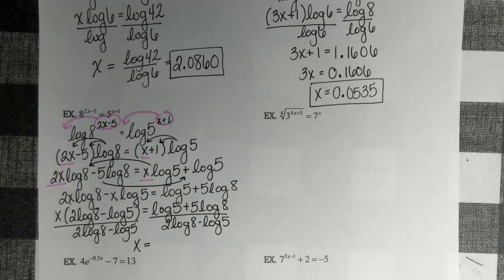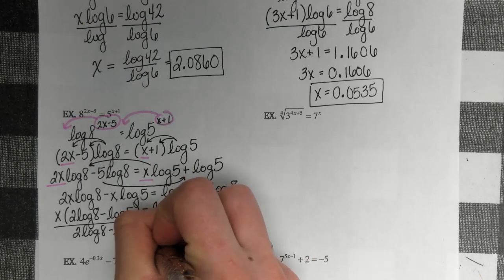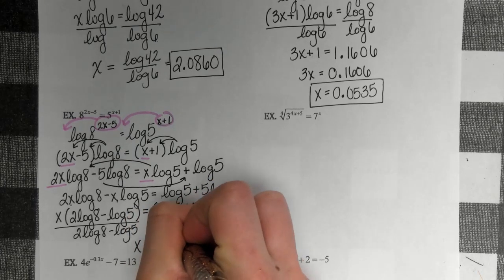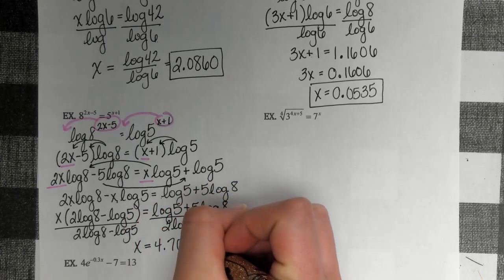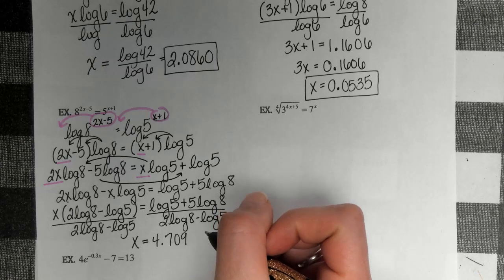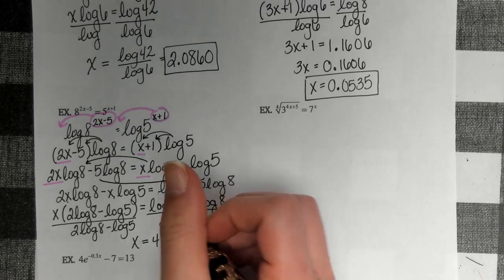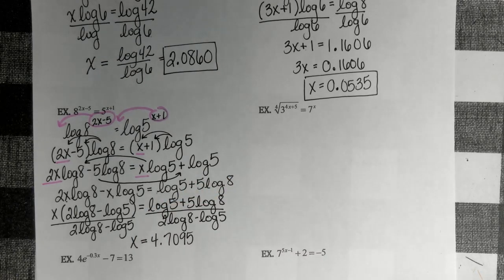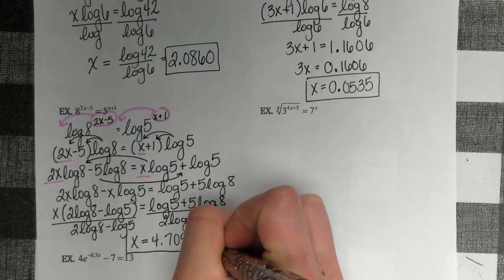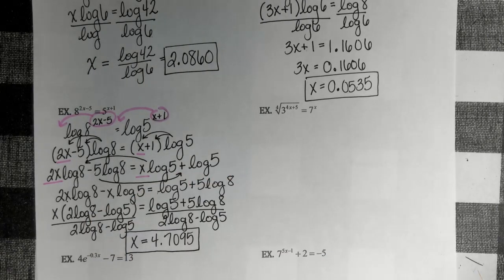What'd y'all get? 7095. Okay, do we have questions on how to do that?